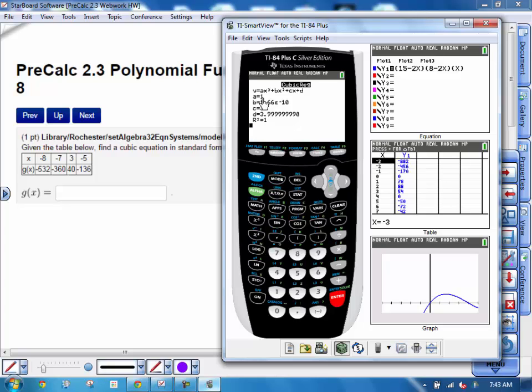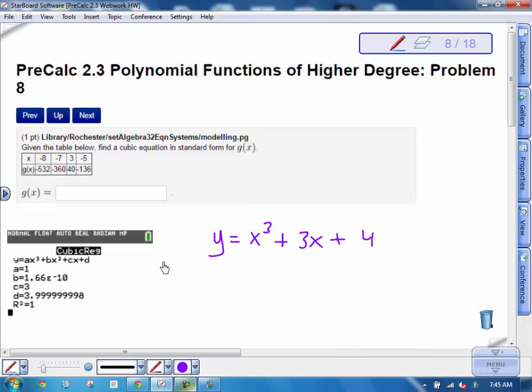So there's my equation, y equals x cubed. And that b, that's really 0, right? 1.66 times 10 to the negative 10, that's the calculator's way of saying that's about 0. So we're going to use 0 for b. C is 3, and d is 4, right? 0.9 repeating is really just 1. So this is 4. So I'd have this right here. Now, there is a way to do this by hand as well. If you set up a system of 4 equations with 4 variables, you could actually do this by hand by solving that system, which we'll do later in the year. We'll probably do it with second degree polynomials mostly, not cubic, but you can do it by hand.